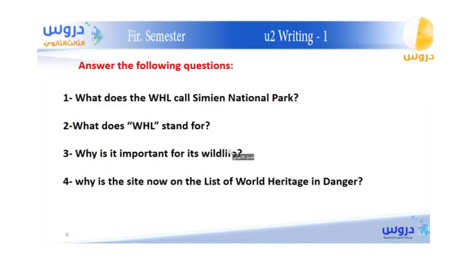Alright, Aya, what do you think? Why is it important for its wildlife? What do you think? Why? You're right. Have you heard about ecosystem? Yeah, this ecosystem is the balance in our planet, right? The balance: if some animals die, the planet in one way or another will be affected.